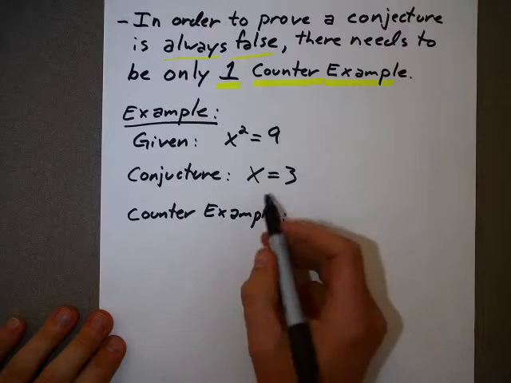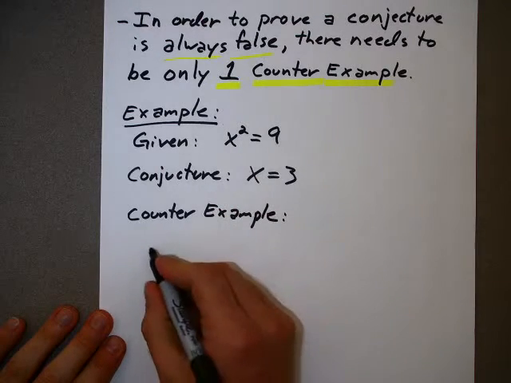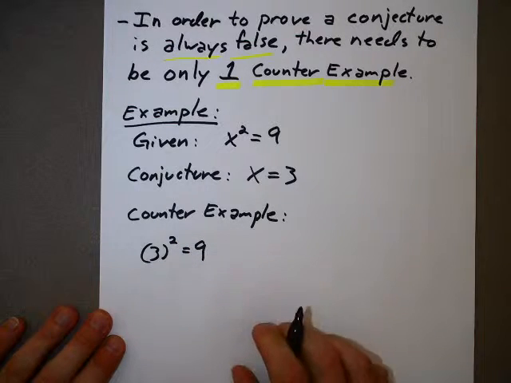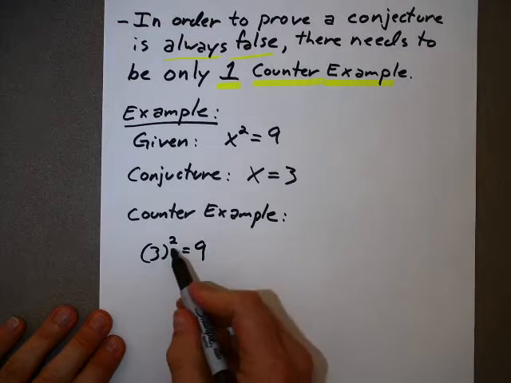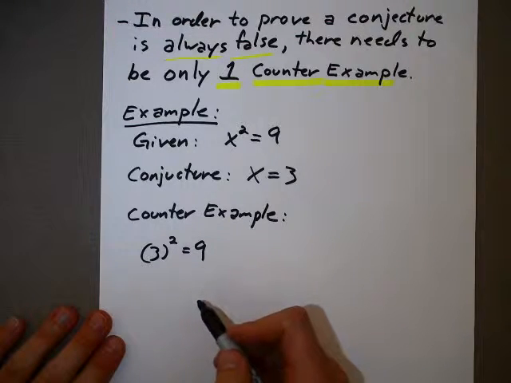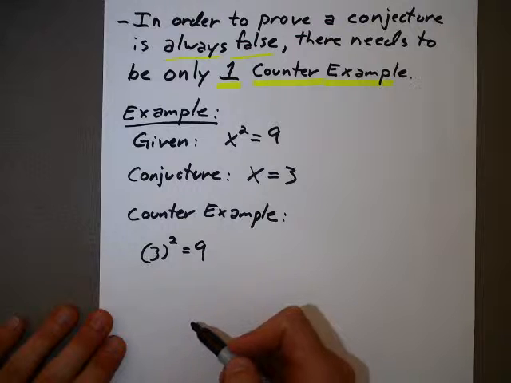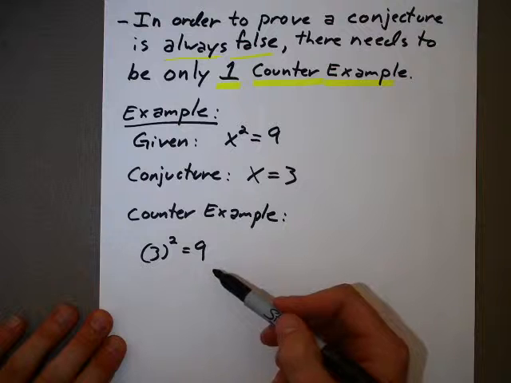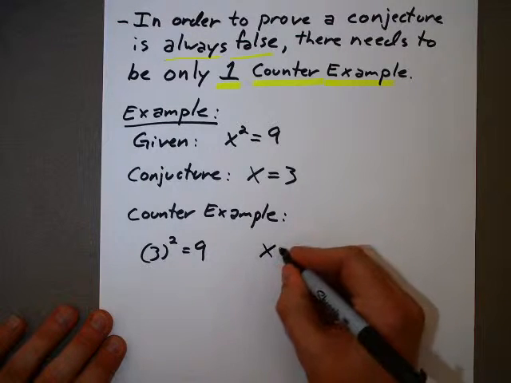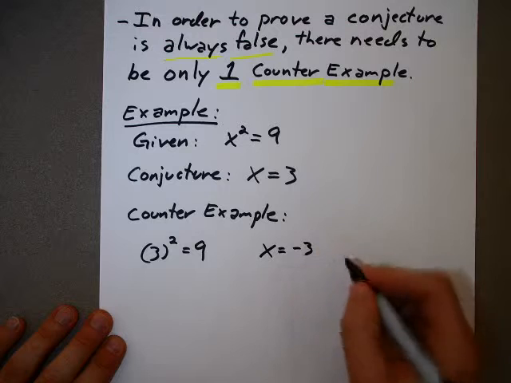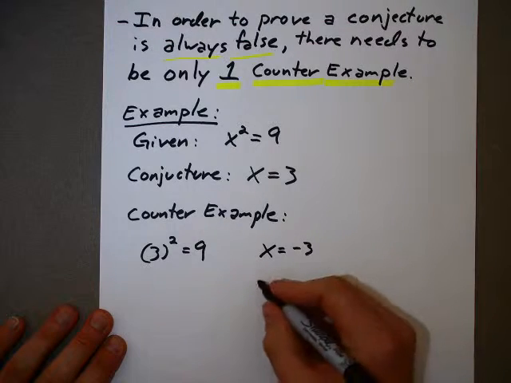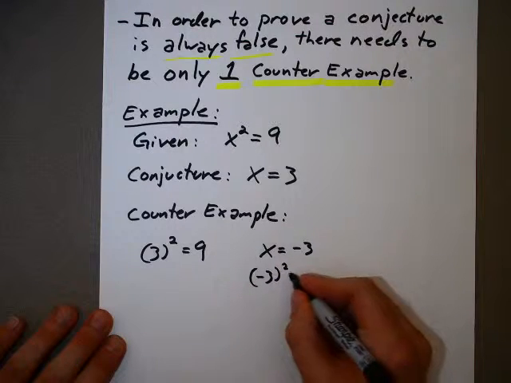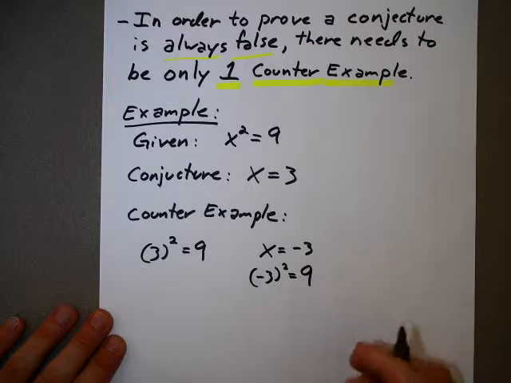Now we know that if x equals 3, then we plug in the 3 for the x we squared, and it does in fact equal 9. But a counterexample would be if there was some other number that we could plug in for the x and come up with 9. And the answer would be, of course, if x equaled -3. Then that means that -3 squared also equals 9.